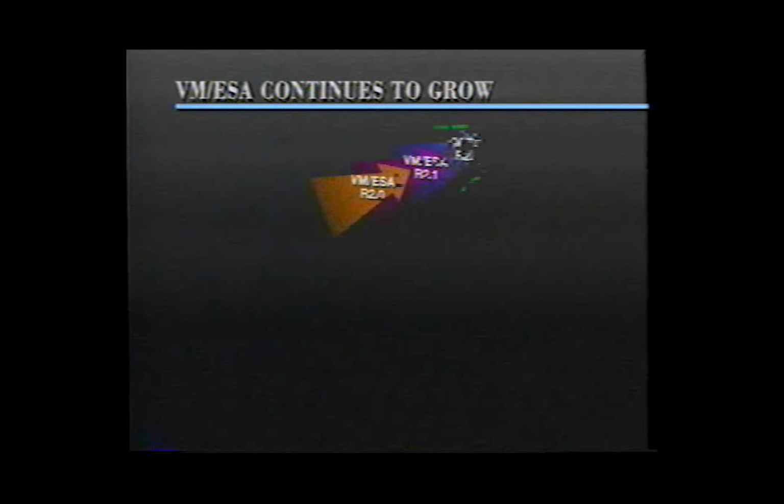2.2 reduces the cost of computing for our customers. It extends our support for open, distributed, and client-server computing. It improves VM-VSE synergy, and it also protects our customers' current investment in VM-ESA. All this while continuing the super quality trend that we have established with the VM-ESA product.